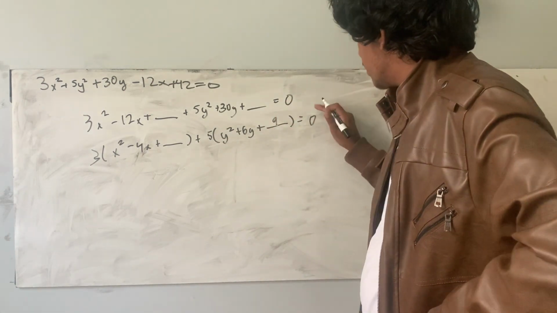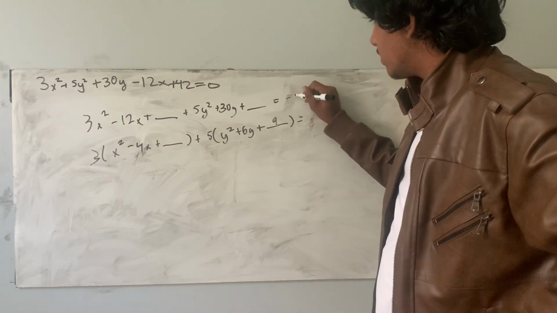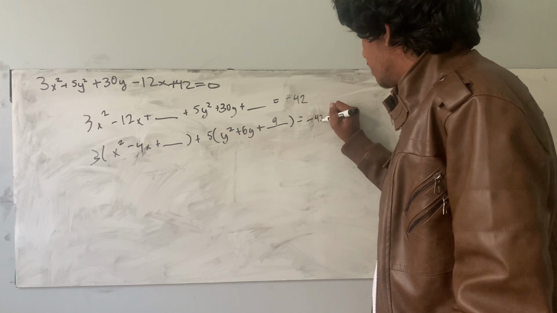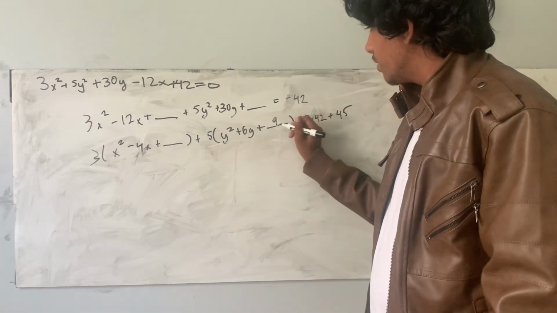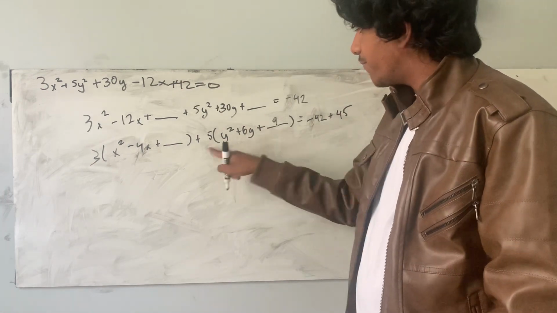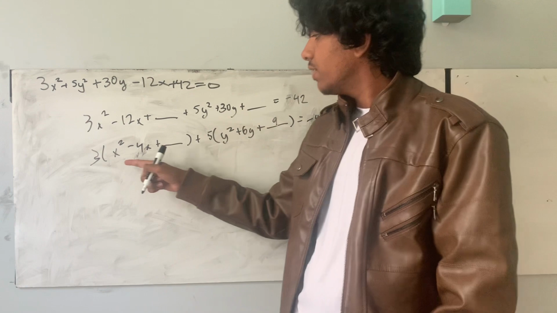So we're gonna add, that's actually a 42. So let's put a 42 on this side. I completely forgot about that. I'm so sorry. Negative 42, negative 42, plus 45, right? Because we added this 9 here, and 5 times 9 is 45, so we're adding a 45 here. Same thing on this side.